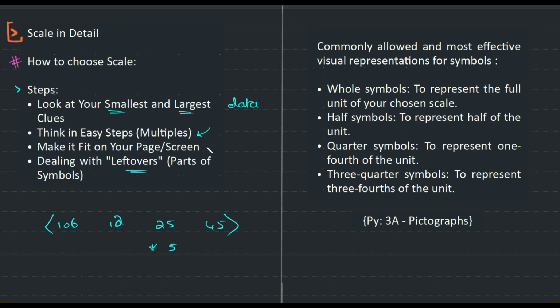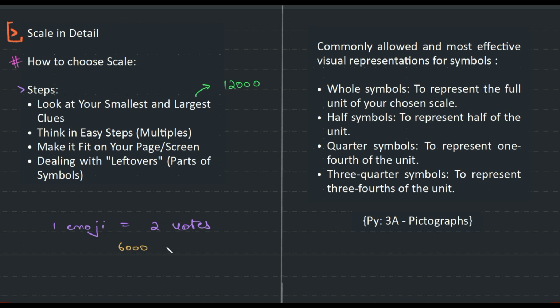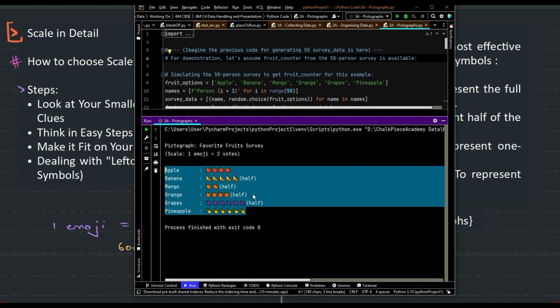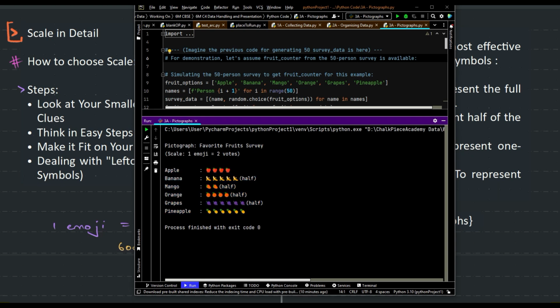Of course, a very important consideration: things have to fit in your screen. You can't just have any number out there. Technically I can have one emoji represent say 2 votes, and our largest value is say 12,000. So we are representing with 6,000 emojis. Is it practical to represent in this small screen? Do you think it's practical for me to have it over here? It'll just fill up the entire space. It's not practical.